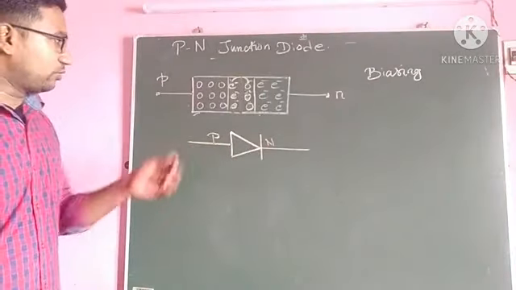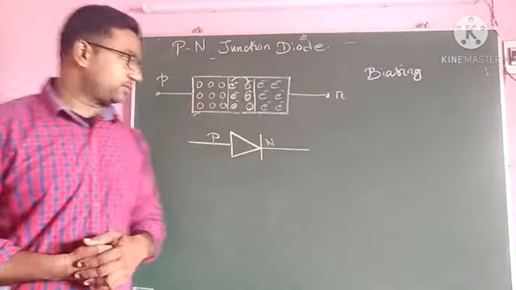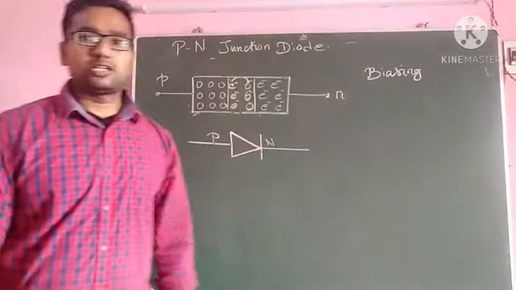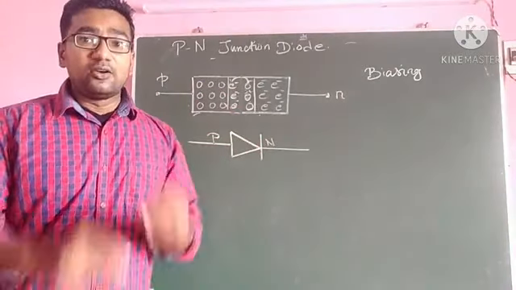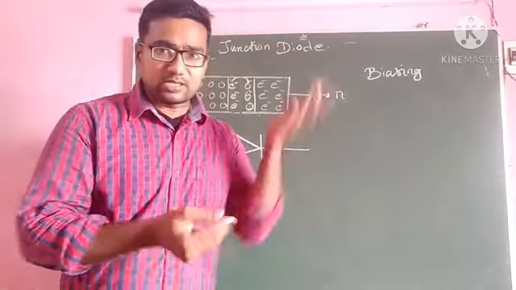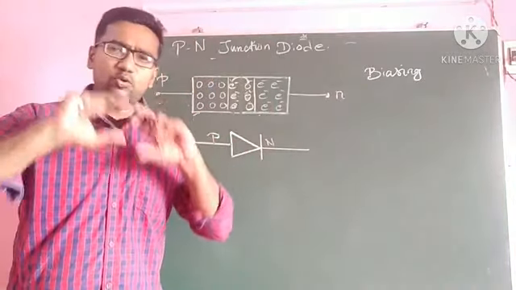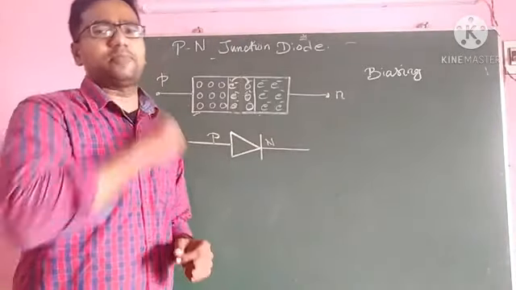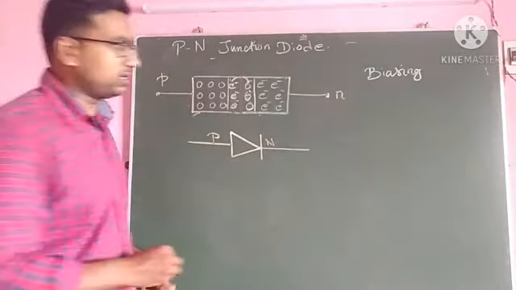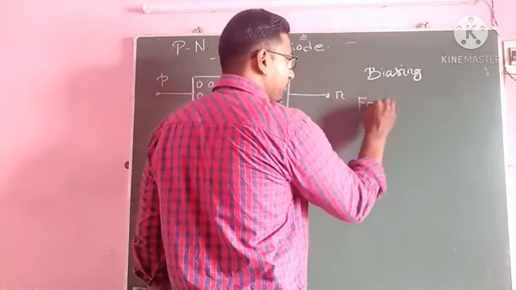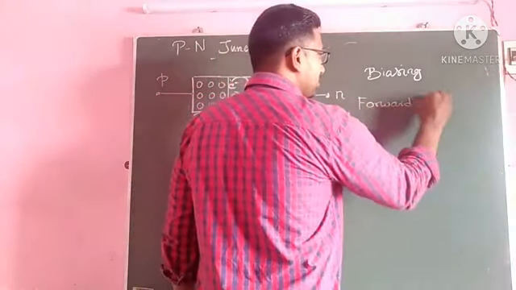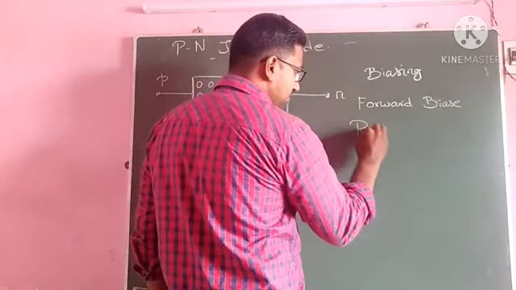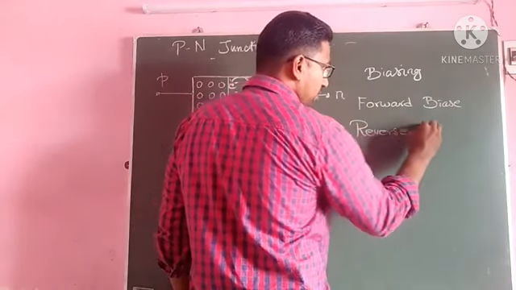So we know very well about the potential barrier and the depletion region. Now I am going to apply the forward bias. What is biasing? The potential given to the charge carriers helps them overcome the potential barrier. Now I am going to give two types of biasing to this PN junction diode. One is forward bias, and the second one is reverse bias.